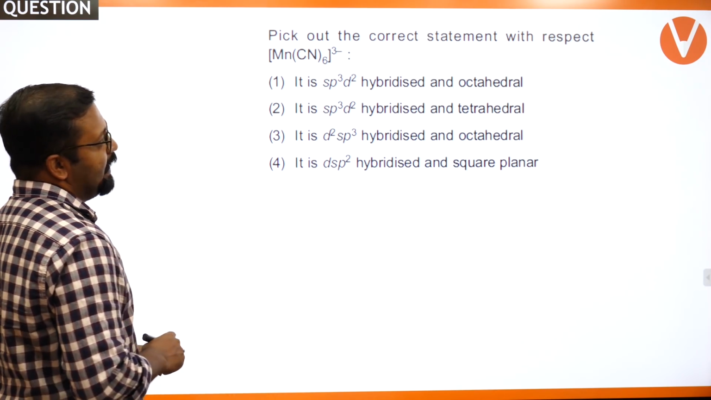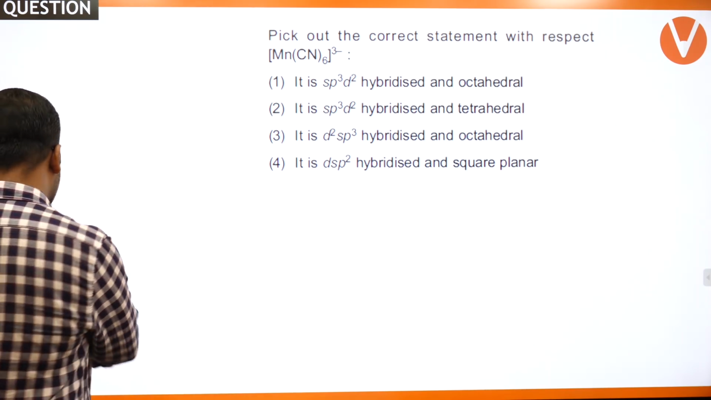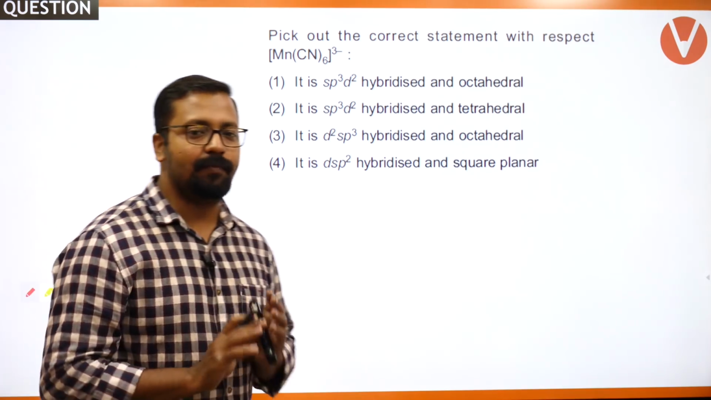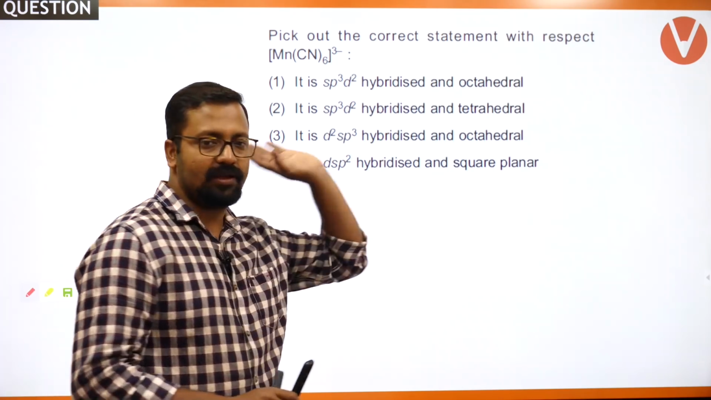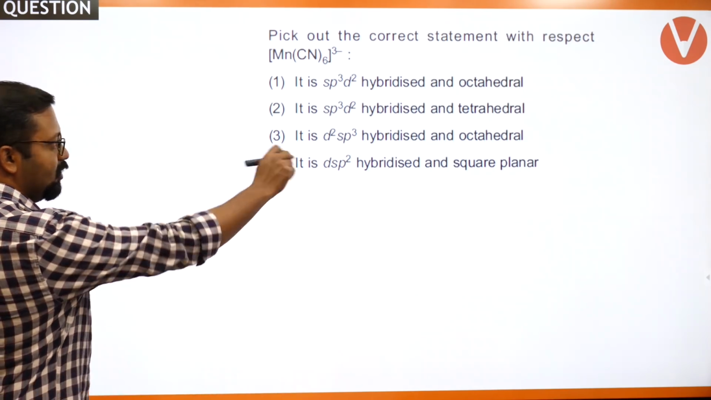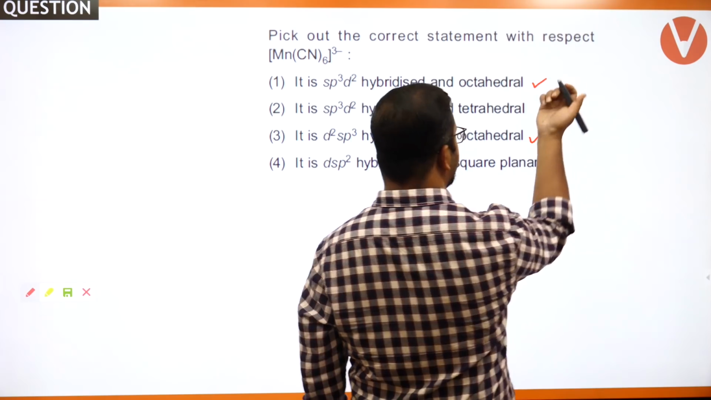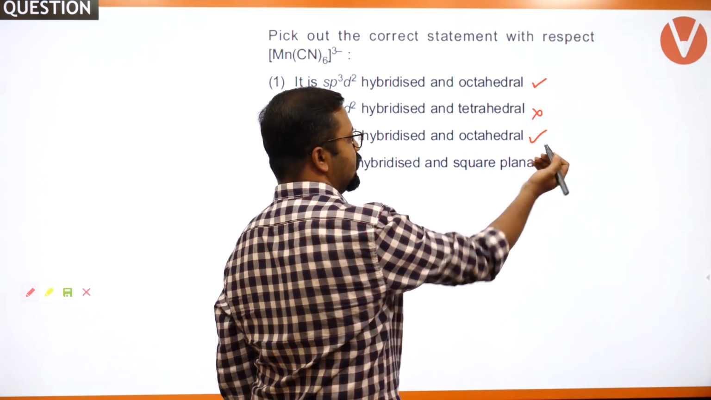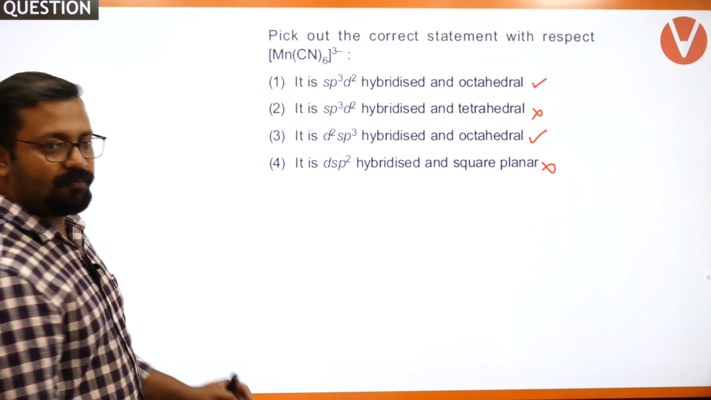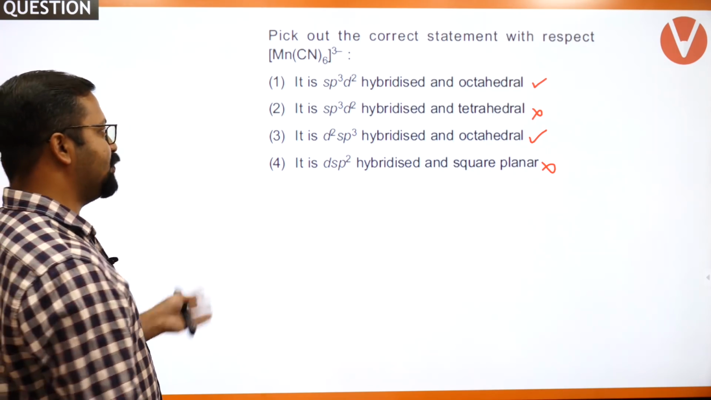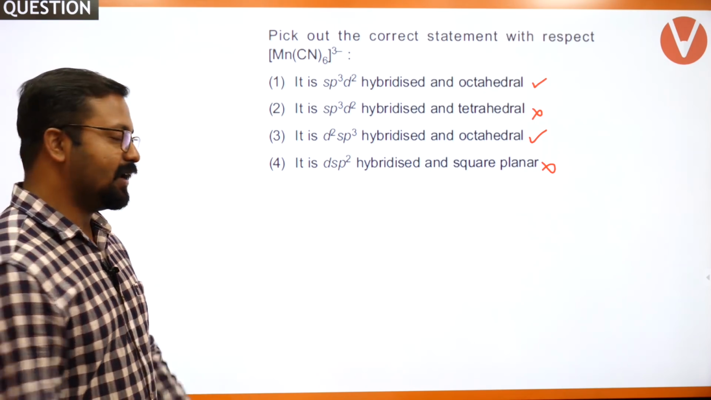Pick out the correct statement with respect to MnCN6 3-. Now, MnCN6 3- is an octahedral complex. Whenever you see an octahedral complex, try to apply crystal field theory to deduce the hybridization, and how many electrons will be paired. It will be octahedral, so let me mark these two first. This will not happen. If it is octahedral, whether it will be sp3d2 or d2sp3, a lot of people say that it will turn out to be d2sp3 or sp3d2 just by looking at the nature of the ligand, which is at times correct, but at times it could give incorrect answers as well.